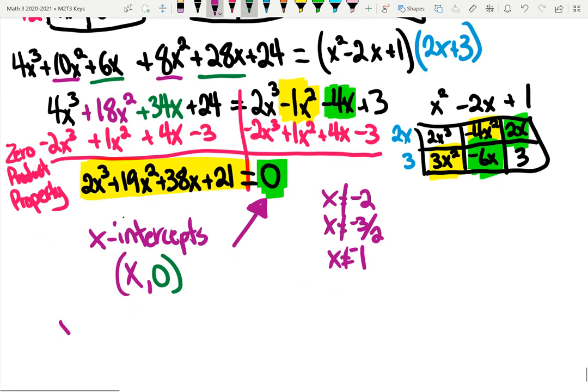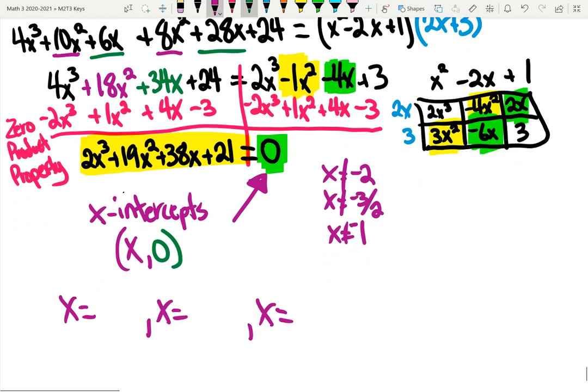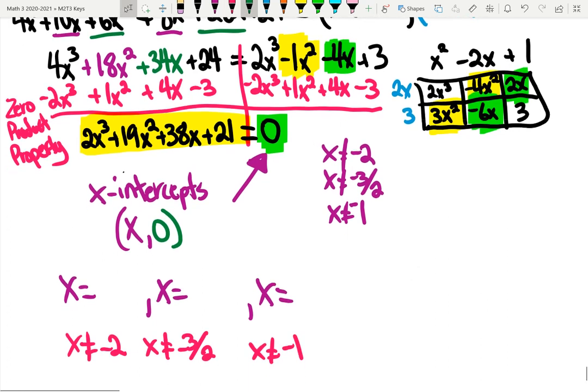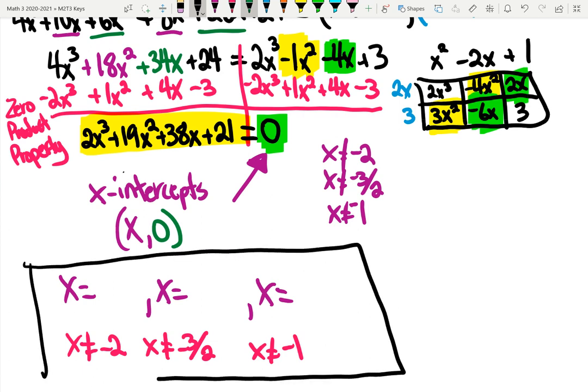You're going to have x equals something, x equals something, and x equals something. And then you're going to have the restrictions where x cannot be negative 2, x cannot be negative 3 halves, and x cannot be negative 1. This is a complex problem, not impossible. So go ahead, use technology to graph this, and you should be able to find the 3 solutions. I hope this helped.